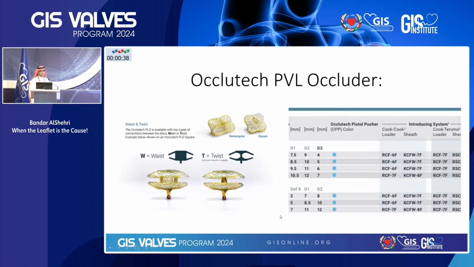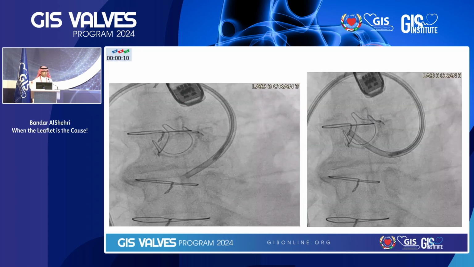And this is the Occlutech paravalvular leak occluder. There are 2 designs, a square one and a rectangular one. Also, for the waist, there is either a significant waist or a twist. The twist is usually used for a leak which has a small hole, while the waist is for a significant leak. And this is the case, as the doctor mentioned, which was presented at the CSI. They used the Occlutech paravalvular leak occluder, but it was not available during our case.